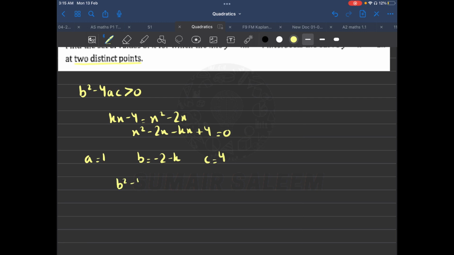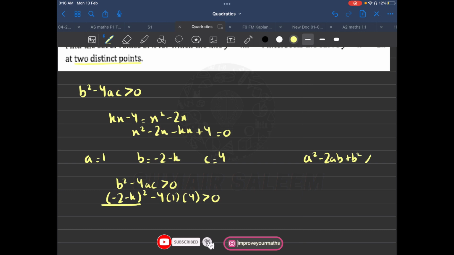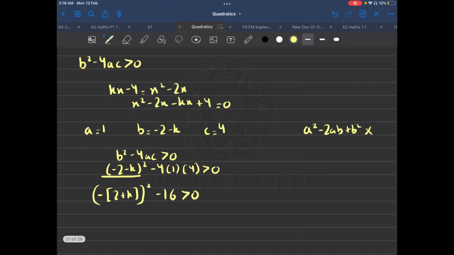b square minus 4ac greater than 0. This question is very important. Some students don't know how to expand minus 2 minus k whole square. Let me teach you. Guys, if it's minus 2 minus k whole square, you can't apply this directly. That's wrong. First take minus common. That will become 2 plus k and then whole square. You get this. Then minus 16 greater than 0. Minus k square becomes what? Plus. And this will become 2 plus k whole square minus 16 greater than 0.